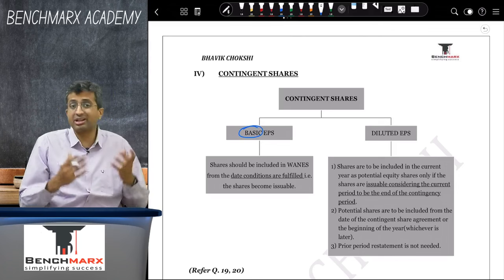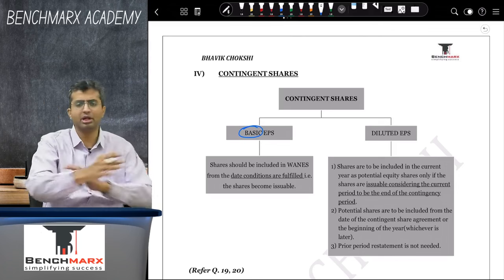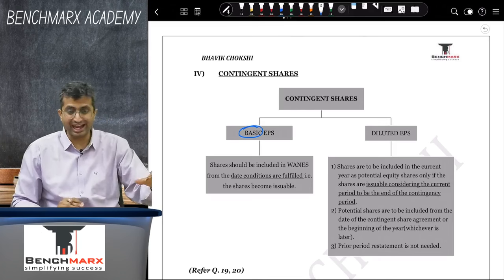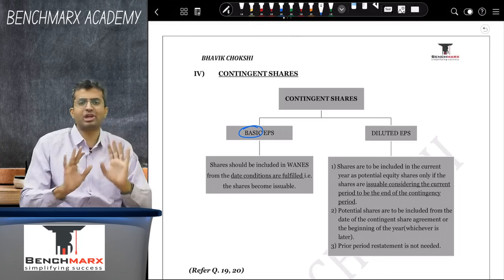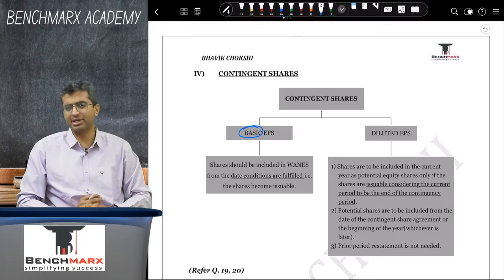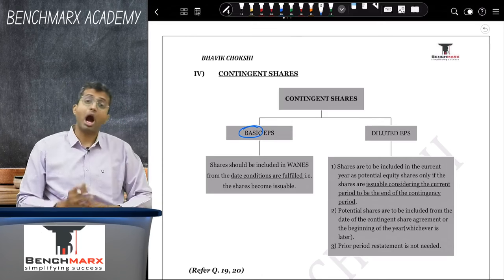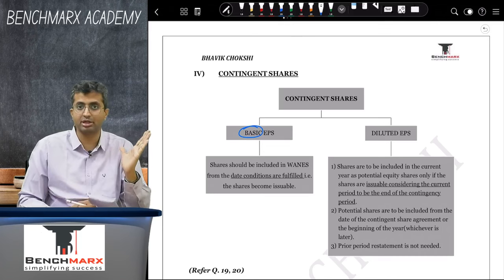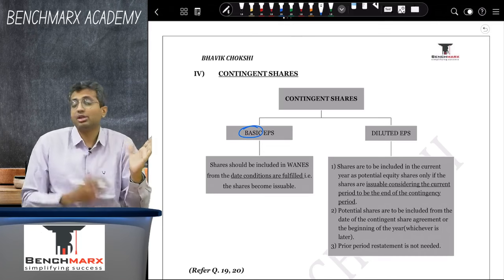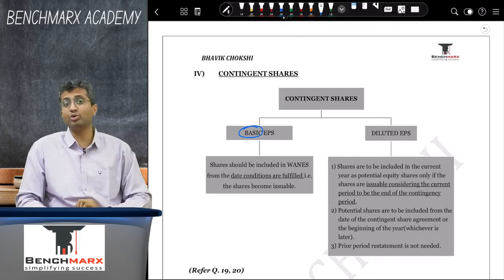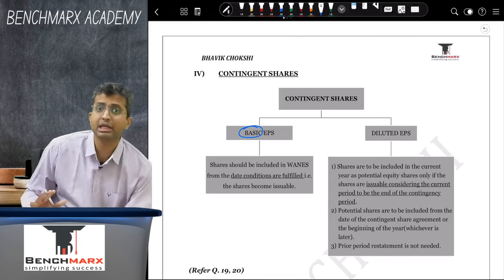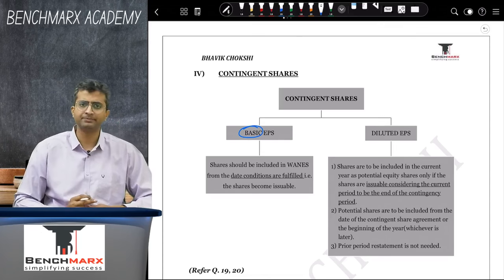Well, basic EPS says that till the date actual shares are actually issuable, you will not take anything. So at the end of the third year, when the contingency ends, from that date the shares become issuable, and that is when you will add them in the basic EPS calculation, nothing before that. However, diluted EPS says that, well, even if the shares are contingent, as long as the agreement has been entered into and is in place, the shares are potential, and hence they should be included in the diluted EPS calculation. From when? Well, from the date of the contingency agreement or the start of the year, whichever is later, because they become potential from the date the agreement is signed.